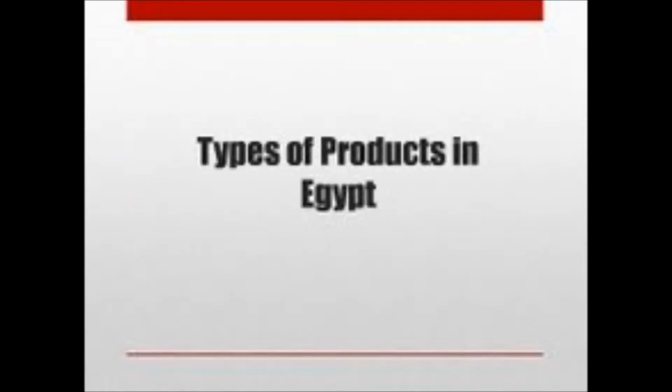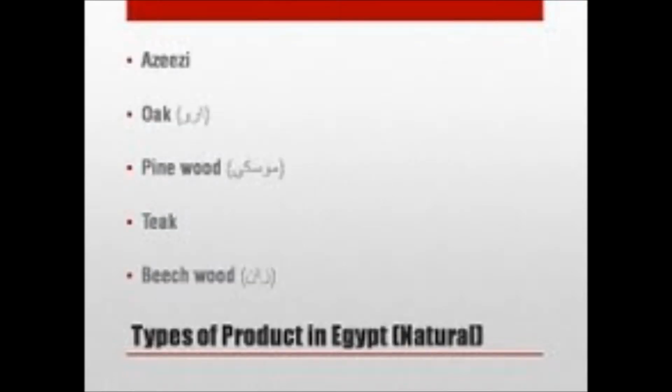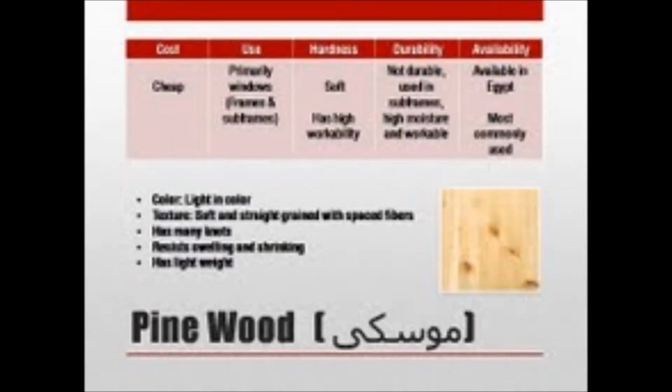Now we're going to be talking about the types of wood used locally. Types are Azizi, oak, pine, teak, and beechwood. Some of them are more ideal for indoor use while others for outdoor. We'll be comparing each, and we'll start with pinewood. Pinewood is known in Egypt as moski. It's the cheapest type and is primarily used for window frames and subframes.